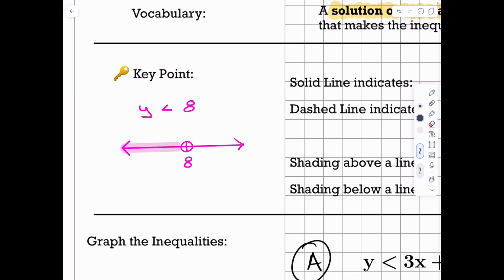If our inequality were changed around, and we had y is greater than 8, then the shading would move towards positive infinity. And if this were greater than or equal to, or even if it was less than or equal to, the dot above our 8 would be solid to indicate that 8 is part of the solution. So an open circle tells us that it is not part of the solution, and a closed circle tells us that it is part of the solution.